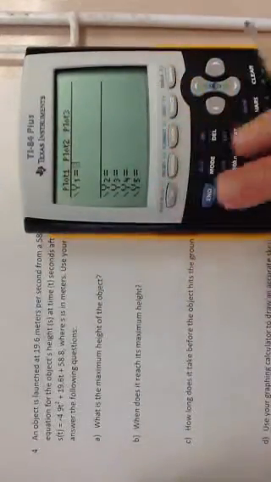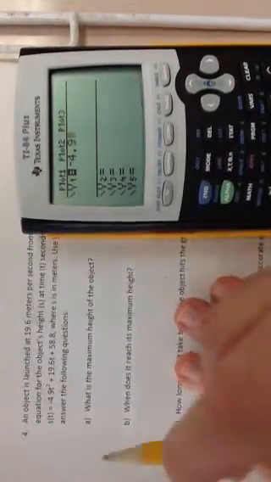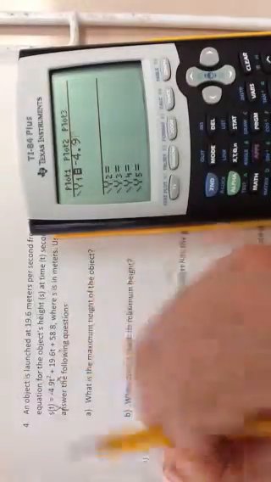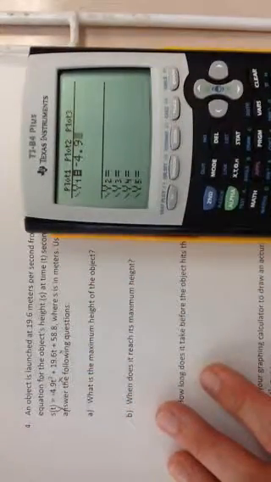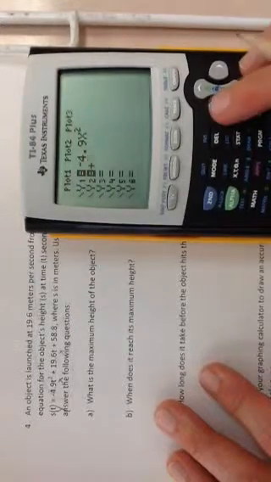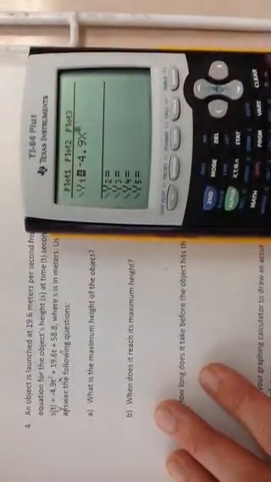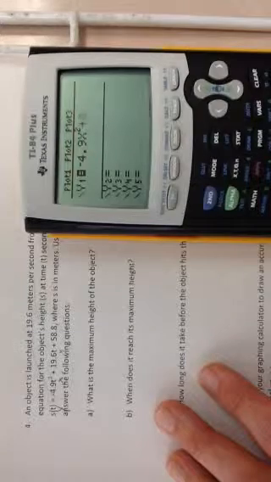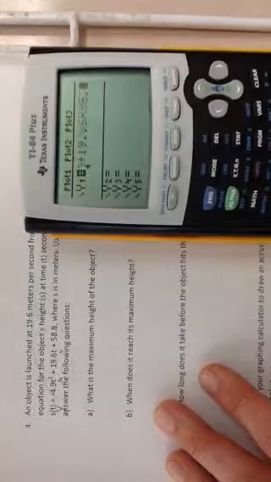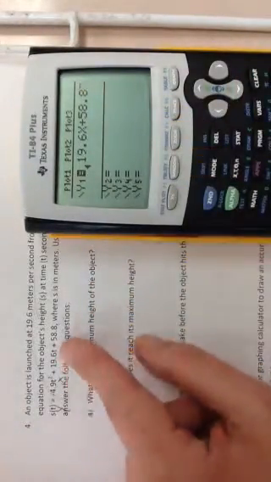I'm at y equals, and I'm going to put in negative 4.9, because really this s of t is like a y, right? And the t's are like x's. So I can just put in negative 4.9 x squared plus 19.6x plus 58.8. Okay, so I entered in the equation just with x's instead of t's.